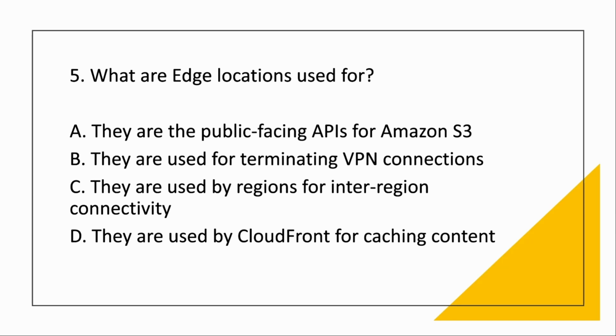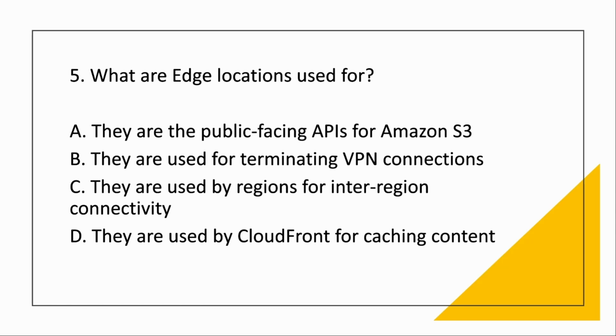Now, what are edge locations used for? Okay, we studied this when we were studying CloudFront in the earlier video. So they are public facing APIs for S3? No. They are used for terminating VPN connections? No. They are used by regions for inter-region connectivity? No. They are used by CloudFront for caching content.